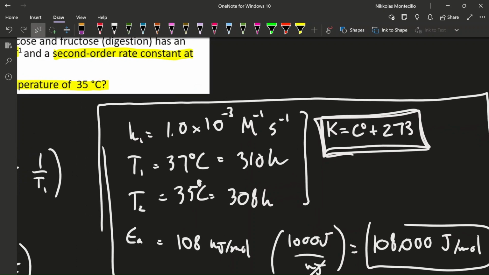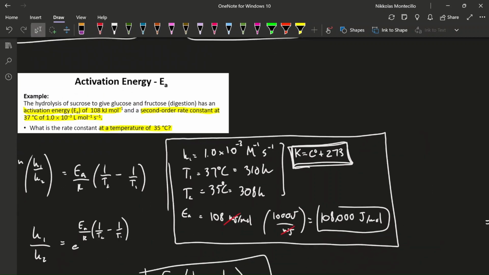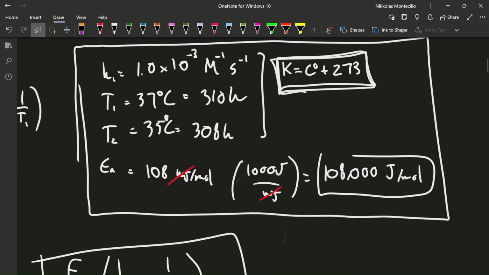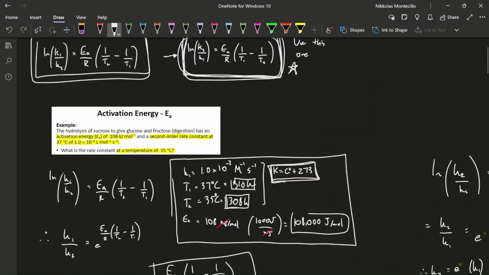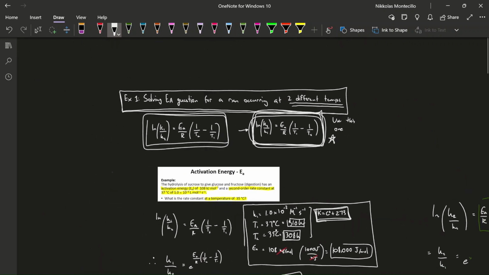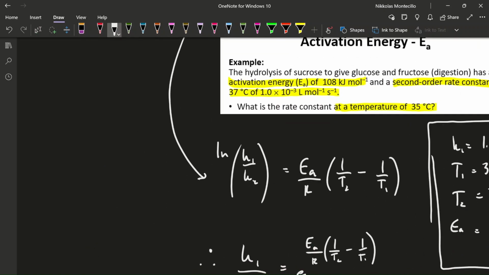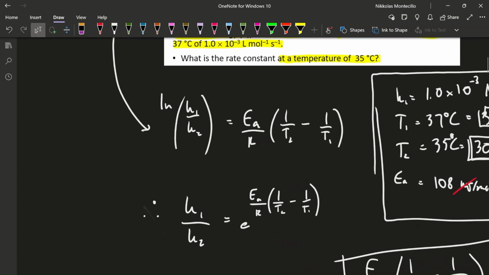Well, we want to express it in joules per mole, so we multiply this number by 1,000 joules to express the activation energy in units of joules per mole, which is 108,000 joules per mole. Okay, so with the correct units in mind, we can then apply the formulas I had previously shown above, right? So we'll go through this formula first, where the natural logarithm of the ratio of K1 over K2 equals the activation energy over R times the inverse of T2 minus the inverse of T1, okay?